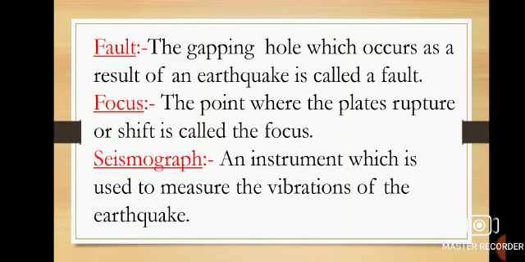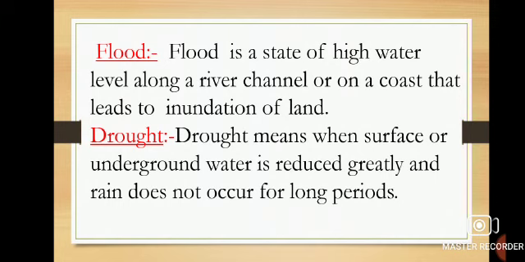Focus: the point where the plates rupture or shift is called the focus. Next is seismograph, an instrument which is used to measure the vibrations of the earthquake. Flood: flood is a state of high water level along a river channel or on a coast that leads to inundation of land. Drought: drought means when surface or underground water is reduced greatly and rain does not occur for long periods.